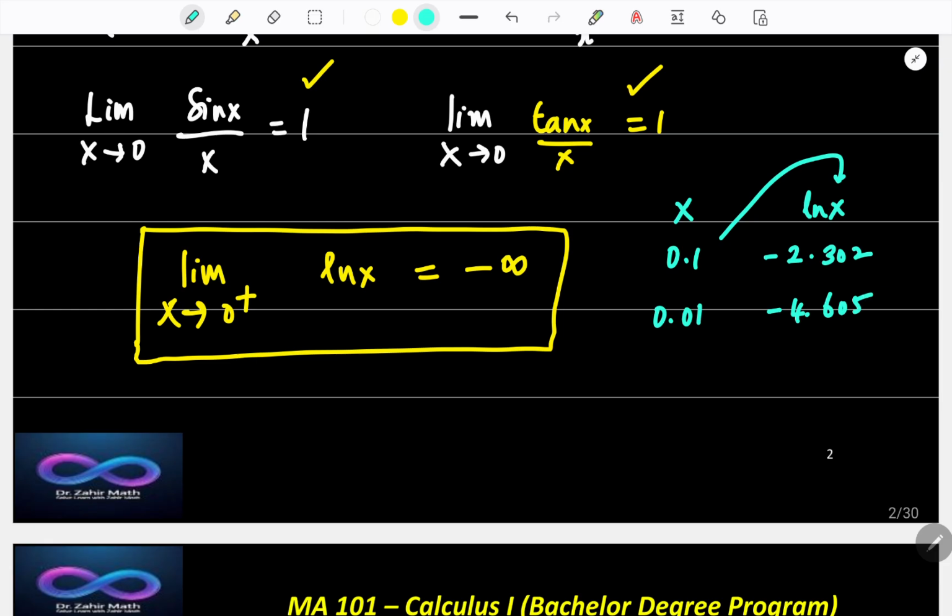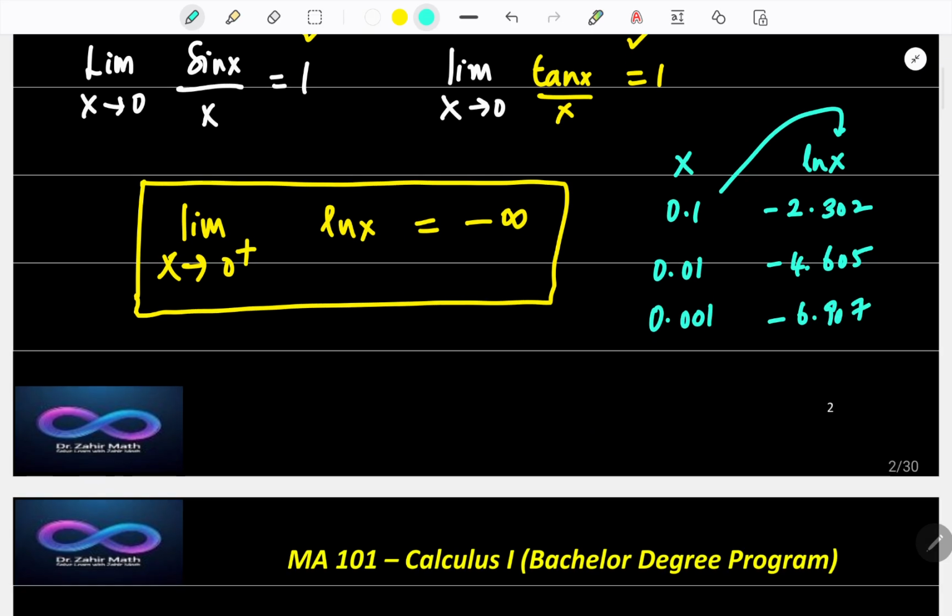Wait, my calculator is very slow. So you type ln, open bracket, x, close the bracket, calculate. x equals 0.1, I'm getting minus 2.302 approximately. x equals 0.01, I'm getting minus 4.605. And 0.001 you put, minus 6.907. Look at here, it keeps on going down. And put 0.0001, minus 9.210.